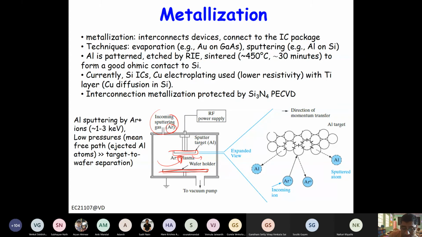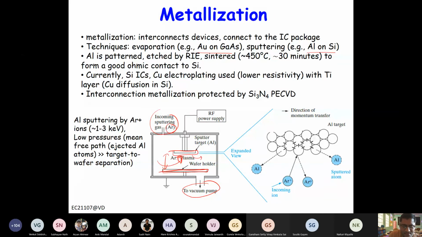But when these metal atoms are knocked out, they will move randomly, right? So what is done basically, a low pressure is maintained, so that their mean free path is longer compared to the gap between the wafer and the source, right? So they basically deposit on the wafer. For example, gold is used for gallium arsenide, and aluminum is used for silicon.